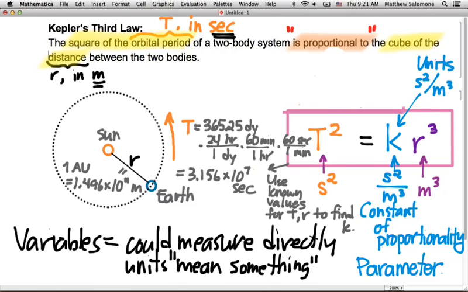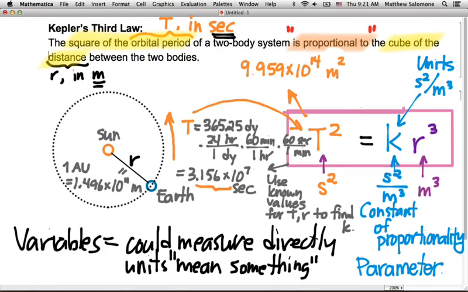So if I put this value of T, 3.156 times 10 to the 7th, if I square that, what do you get? 3.156 times 10 to the 7th squared. Let's hit the square key on that one. So I get 9.959 times 10 to the 14. And that's, again, seconds squared.